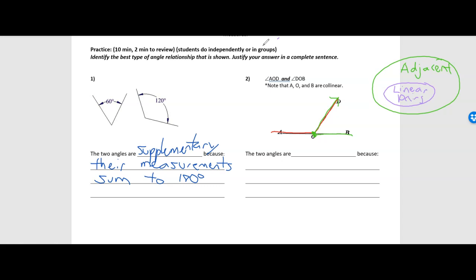So calling them adjacent is correct, but it's not as specific as we could be. And we want to be super specific. We just want to be specific. So we're going to call these angles linear pairs. That's the best choice because they are adjacent angles that form a line. That's what a linear pair is, two adjacent angles that form a line.